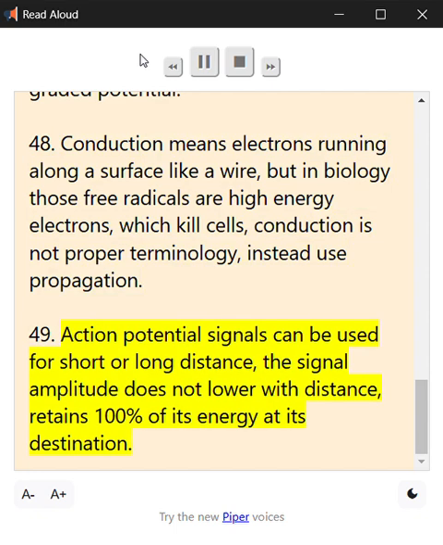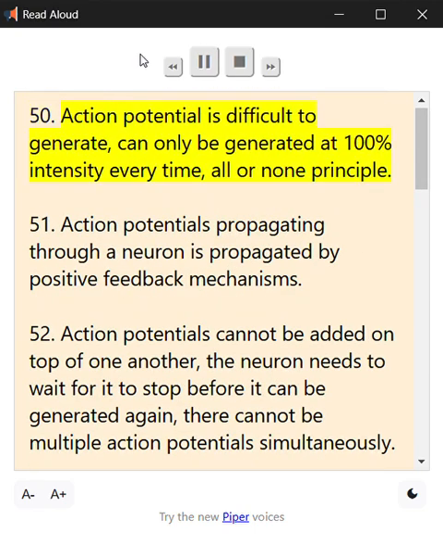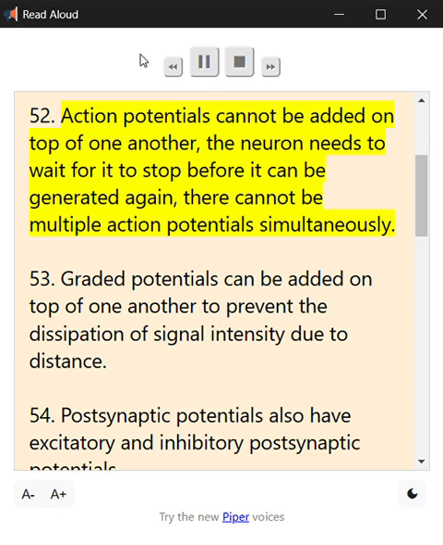49. Action potential signals can be used for short or long distance. The signal amplitude does not lower with distance, retains 100% of its energy at its destination. 50. Action potential is difficult to generate, can only be generated at 100% intensity every time, all or none principle. 51. Action potentials propagating through a neuron is propagated by positive feedback mechanisms. 52. Action potentials cannot be added on top of one another. The neuron needs to wait for it to stop before it can be generated again. There cannot be multiple action potentials simultaneously.